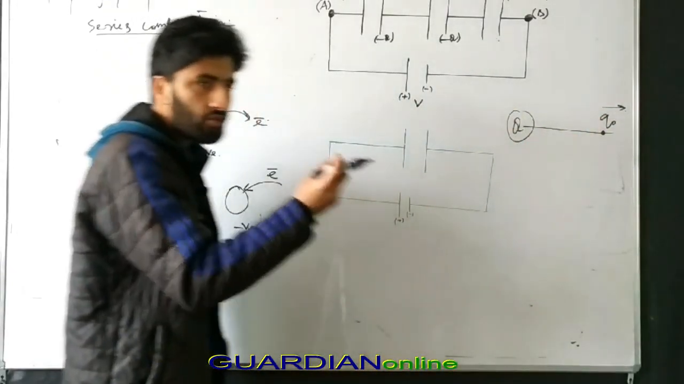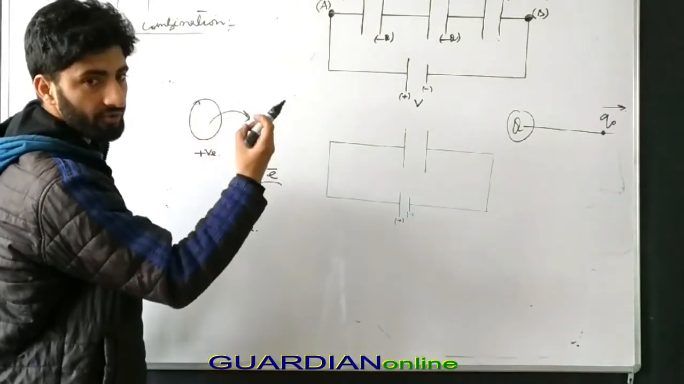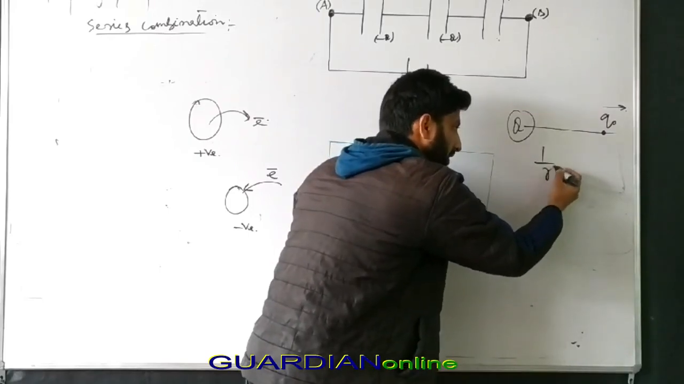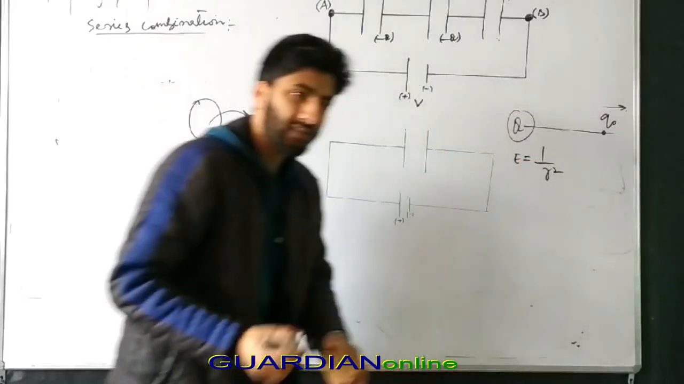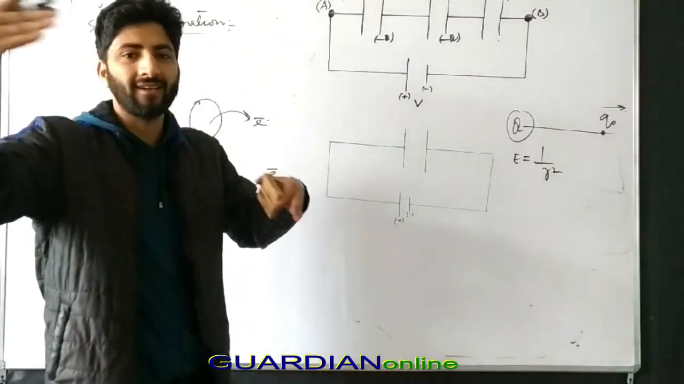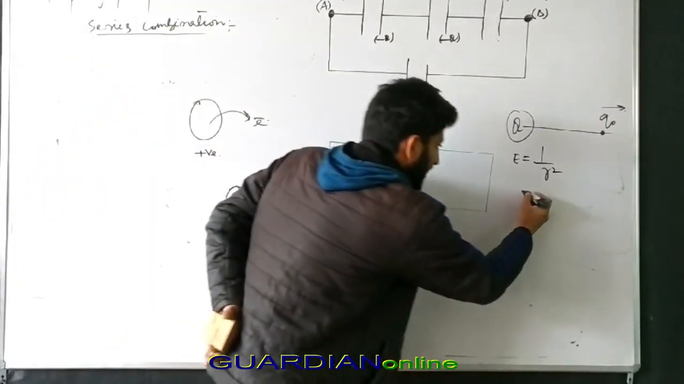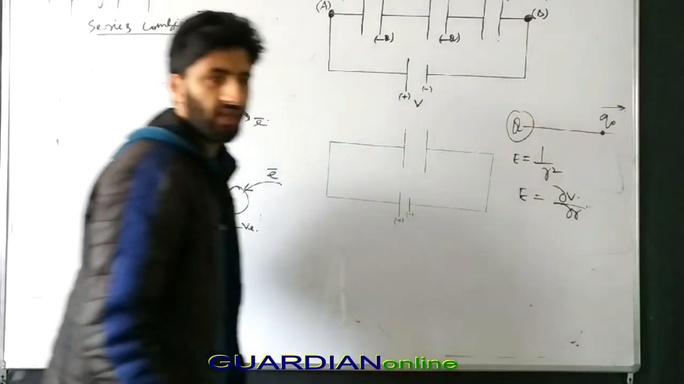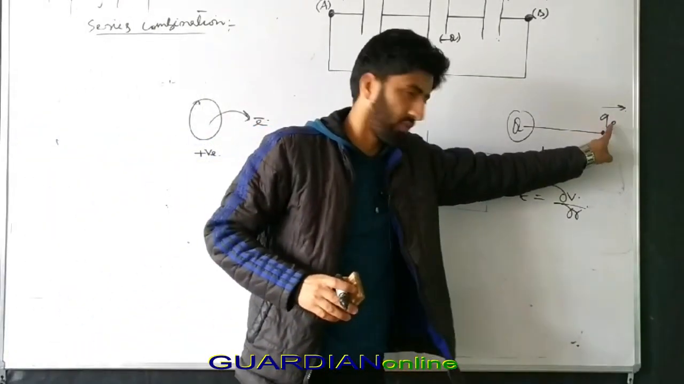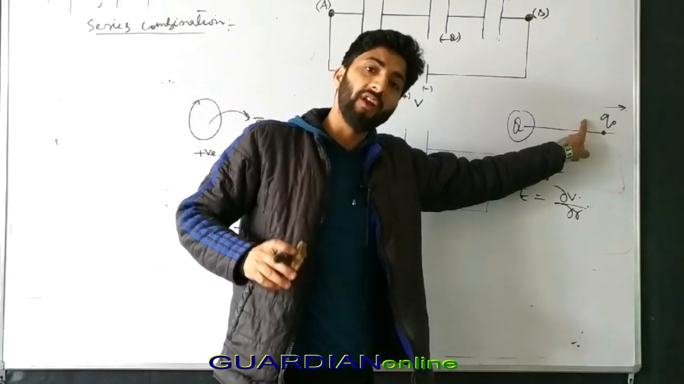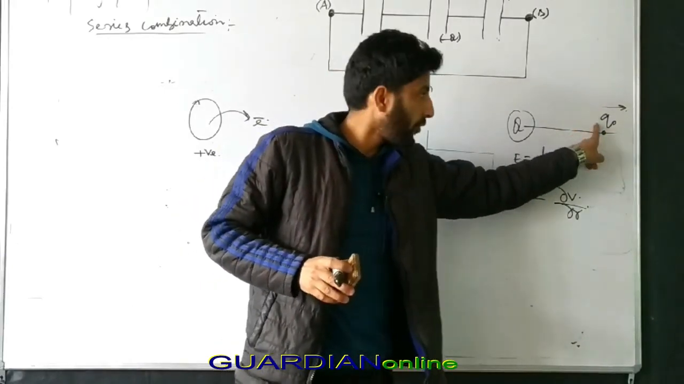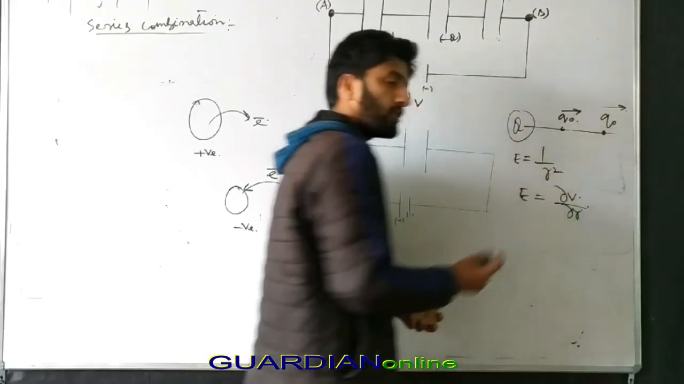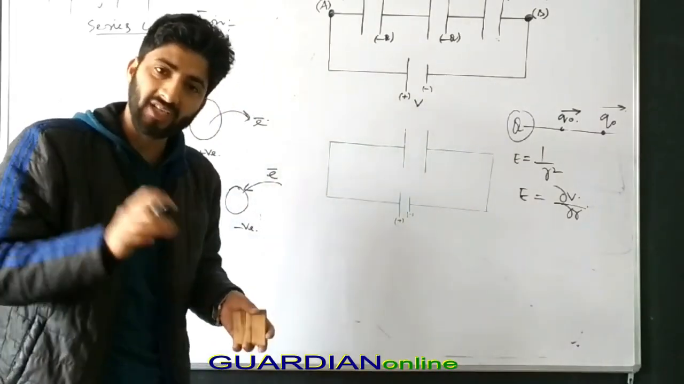Now, as you bring the test charge close to the charge Q, the force increases. Because, as you know, the electric field is inversely proportional to r squared, the field increases because the distance decreases. And we know one very important relation: E equals minus dV by dr, the negative gradient of potential. So if you bring the test charge close, you can see the repulsion increases, which means work is required.